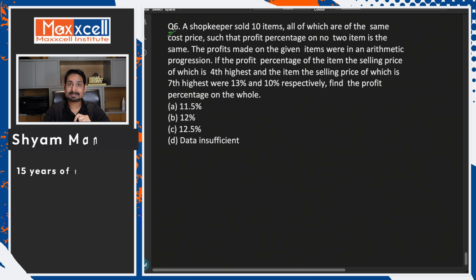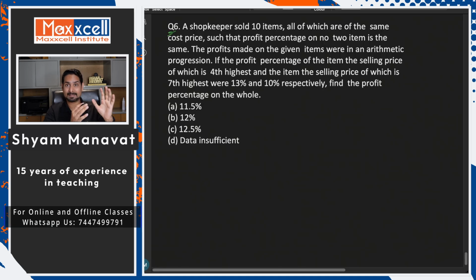Profit and loss practice set question number 6. Let's start solving. You can see the question on your screen. Pause this video and try attempting the question. And as I always say, you have to tell me what you think about the level of difficulty for this question. 1 for easy, 2 for moderate, 3 for difficult.